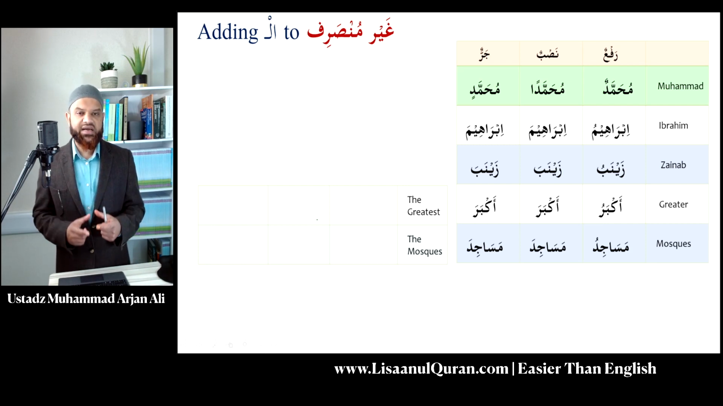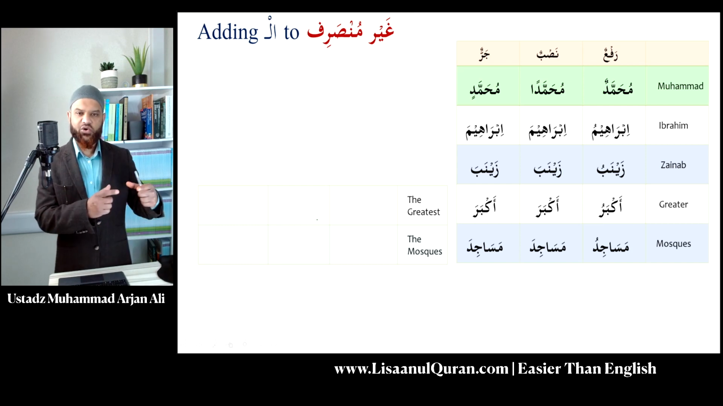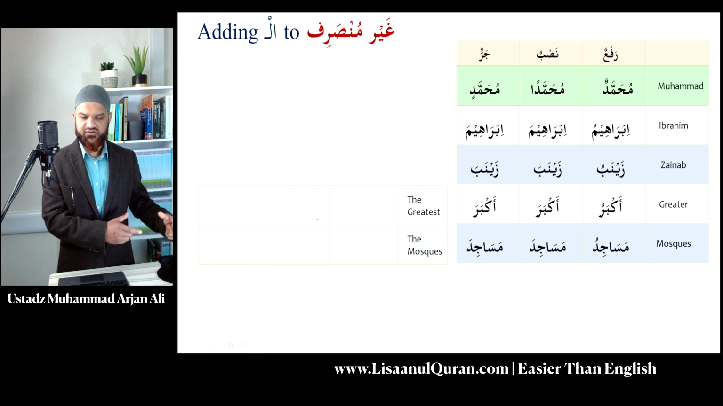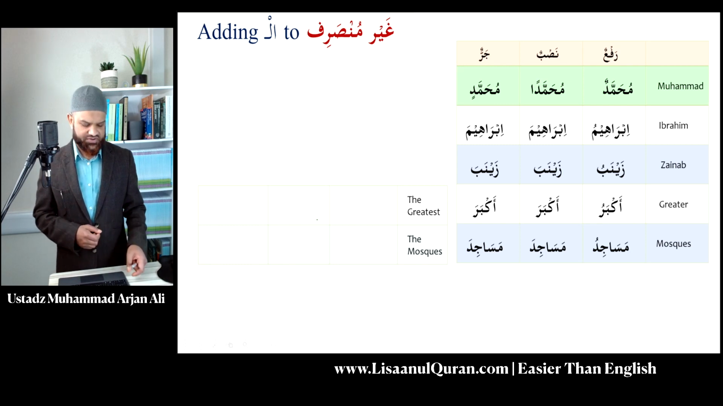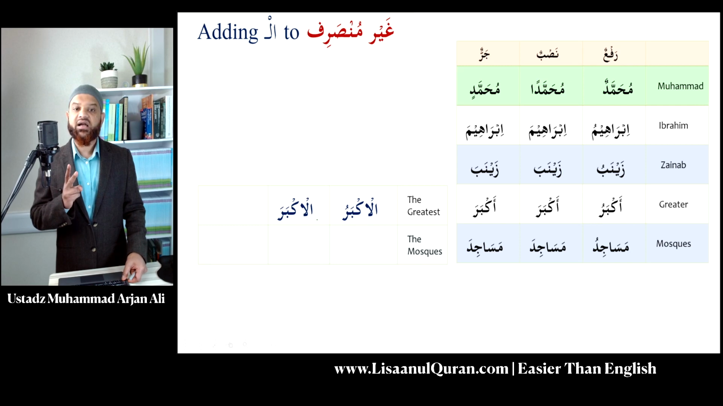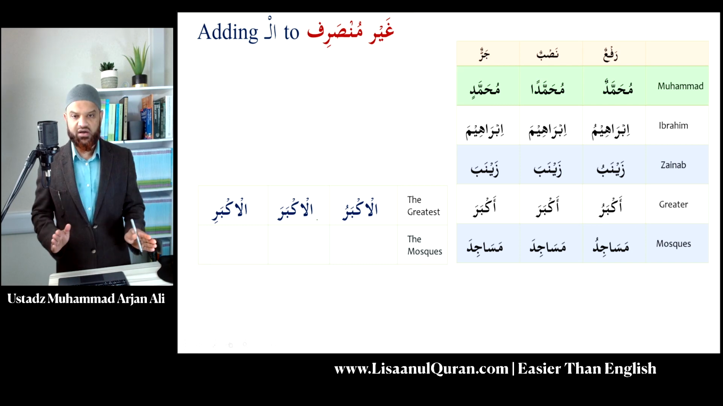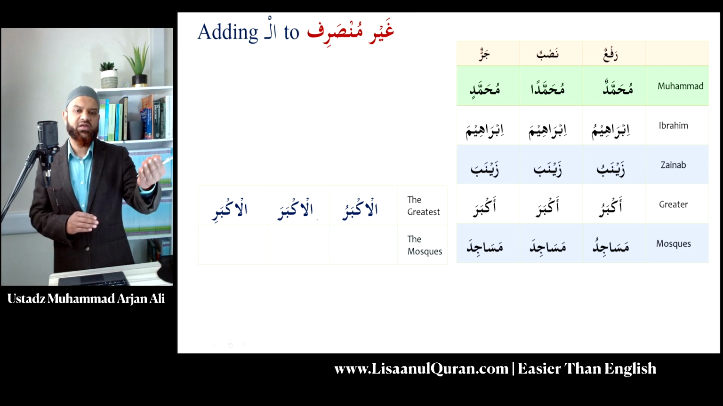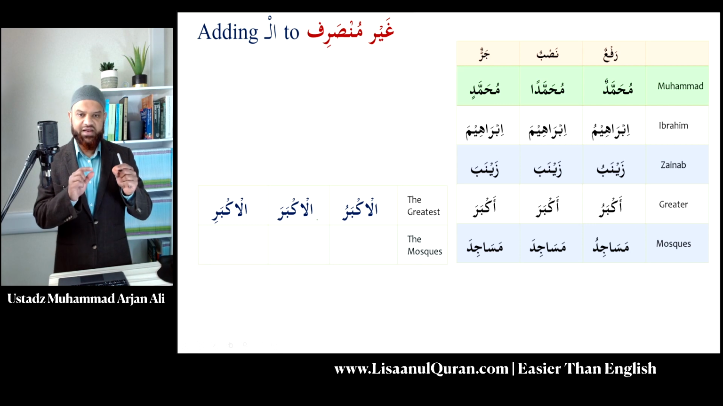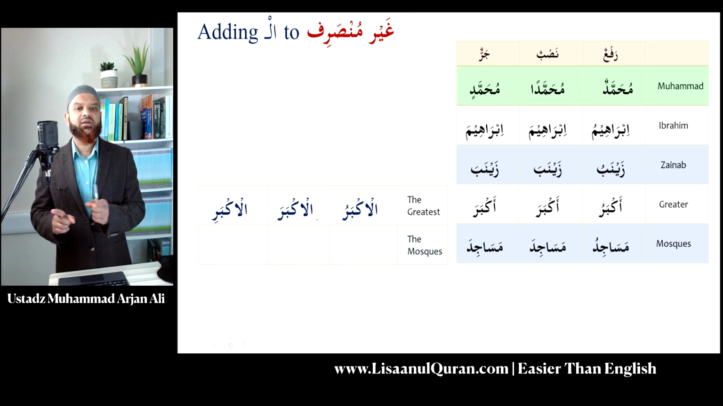Now, when you add al to a word that originally is ghayru munsarif, partly declining, what happens? We have al-Akbaru, which is rafa, al-Akbara, which is nasab, then we have al-Akbari. It takes a kasra. Why? The reason is very simple. When you add al to a word that is ghayru munsarif, it is no longer ghayru munsarif. It moves into the fully flexible pattern. So if you can add al to it, then it can become fully declining. So it can take a kasra.